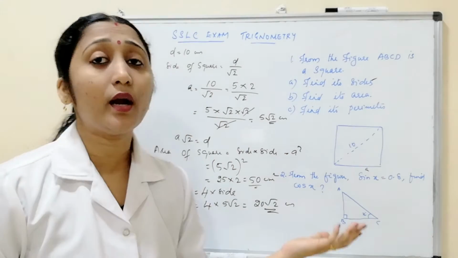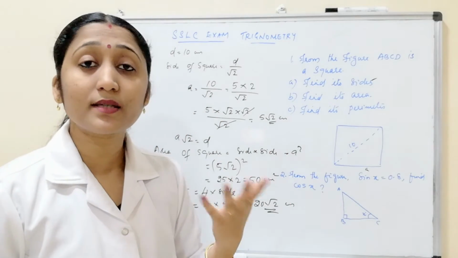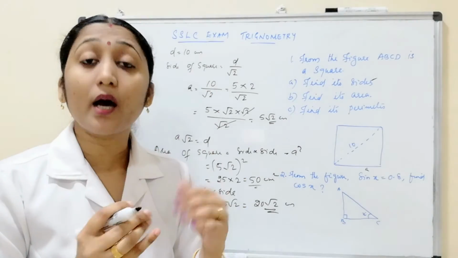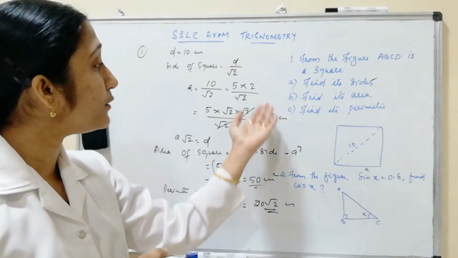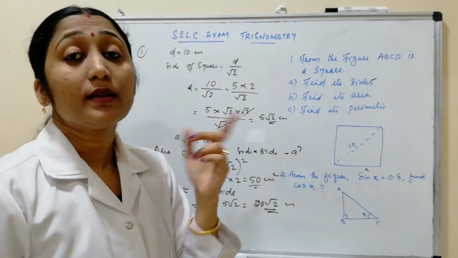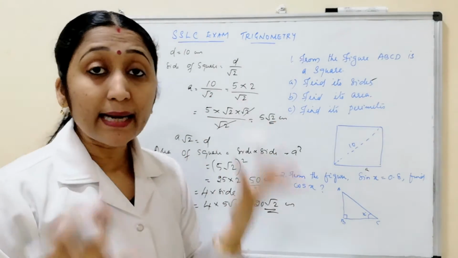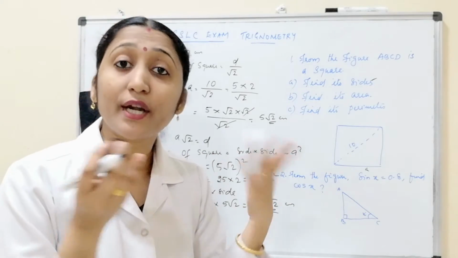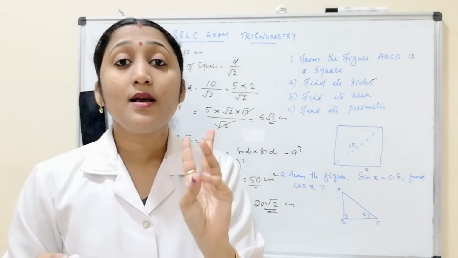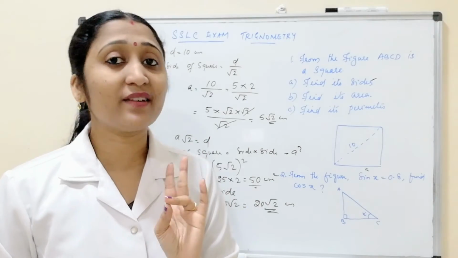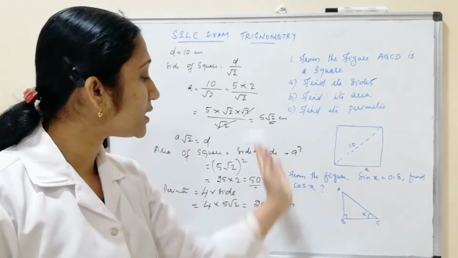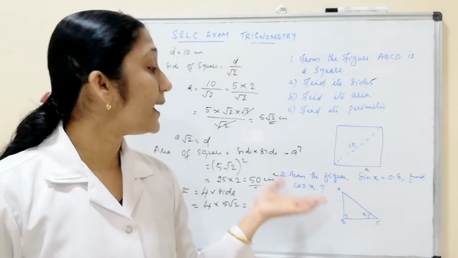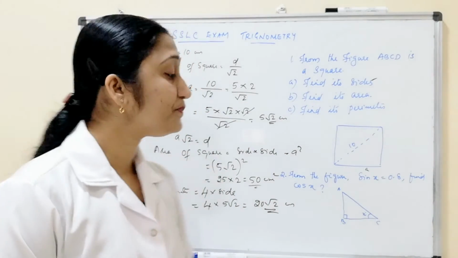So if the diagonal of a square is given, what is the formula? D is equal to A root 2, otherwise root 2 into side. From that formula we got the side 5 root 2. If you get the side, it is easy to find the area and perimeter. We already know the formula: area is side square or side into side, and perimeter is 4 into side. It is easy to do. I hope you all understood this first problem. Next, moving on to the second problem.